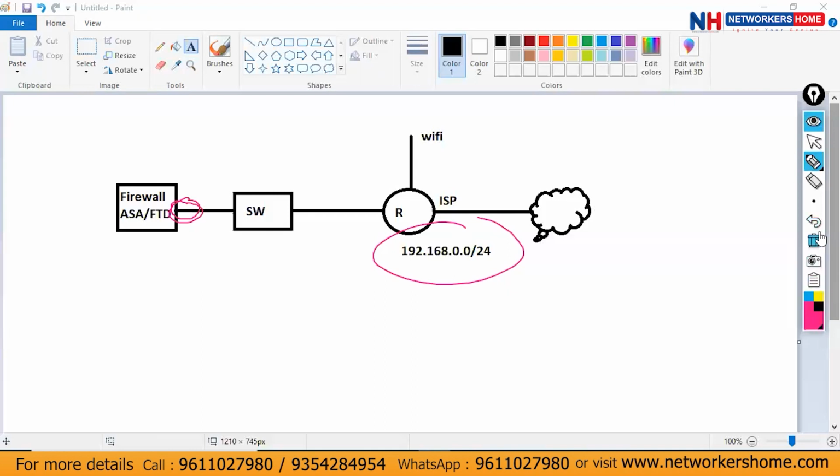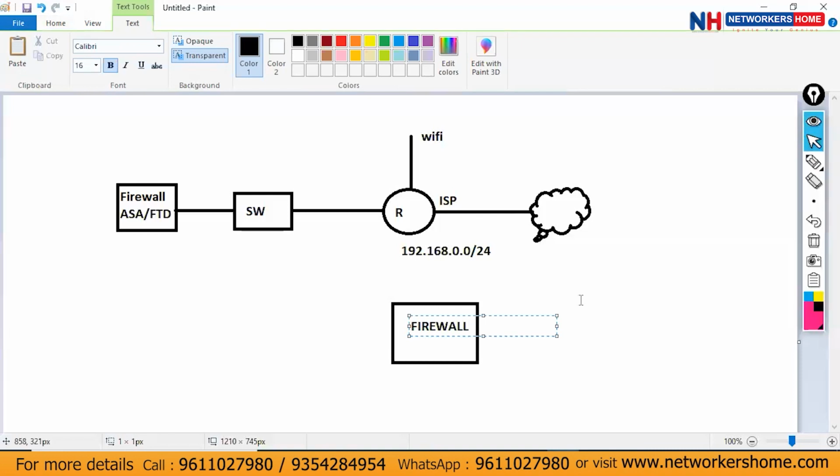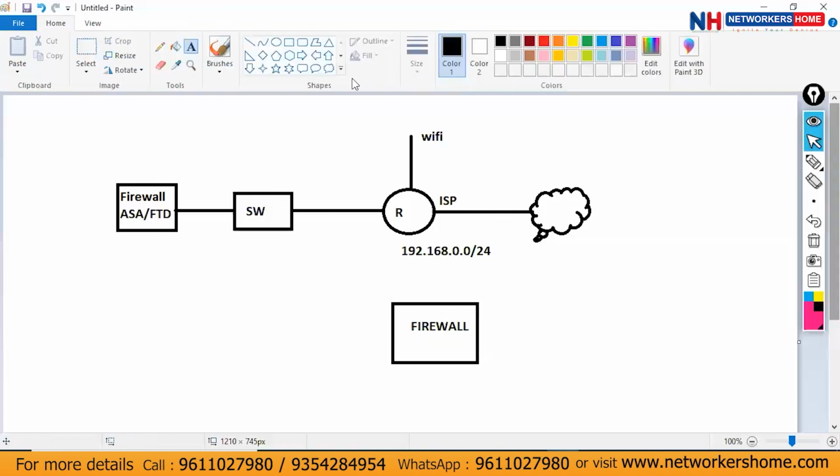Okay. But now there are different cases also. I'll show you a different use case. Now, instead of taking this router, what we do is directly take a firewall. Here we directly take a firewall. Okay. And one of the interfaces of this firewall will be directly connected to your ISP. So we'll be installing a direct public IP.